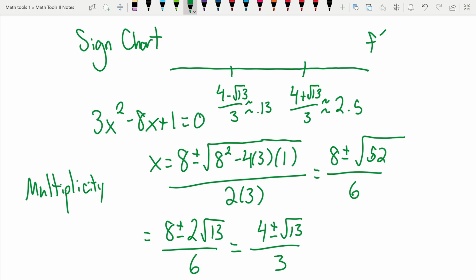So anyway, the idea here then would be that we only need to test one number, so we could plug 0 into the derivative and see what the sign is. So if we plug 0 into this, we get 1. So here it's positive, and then it's going to alternate. So it'll be negative and then positive. Okay.